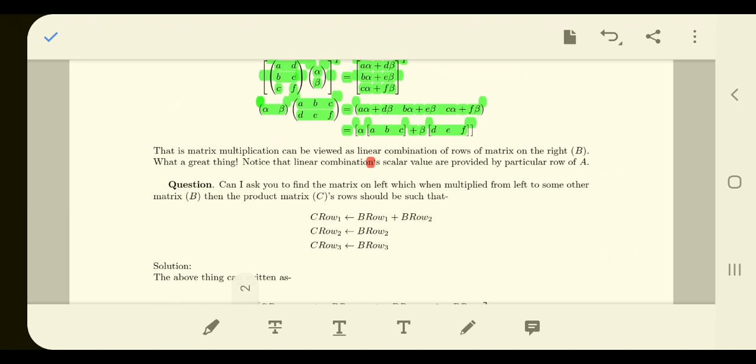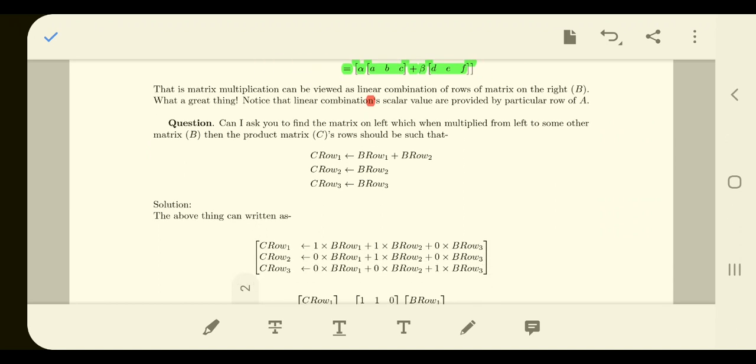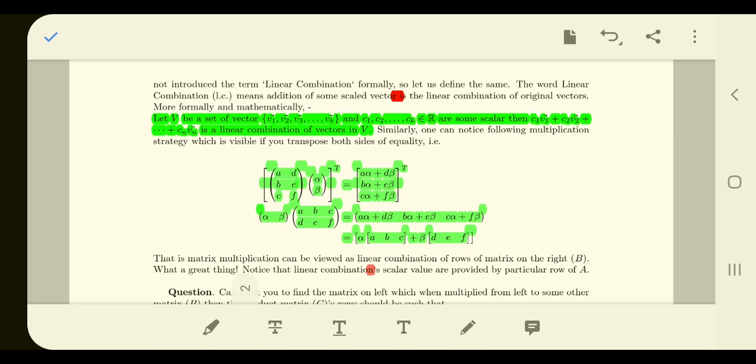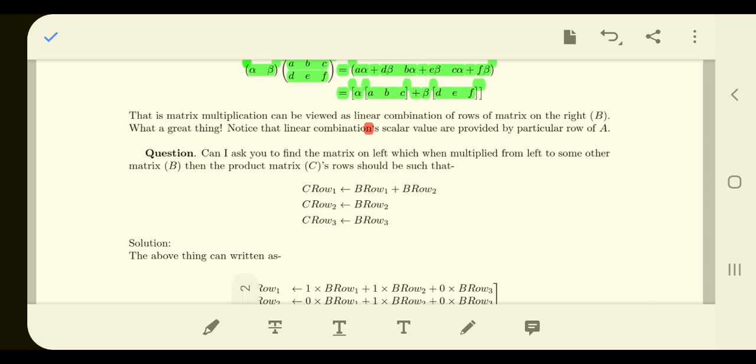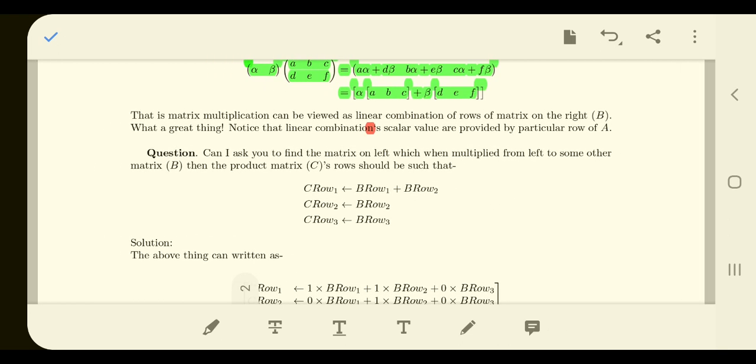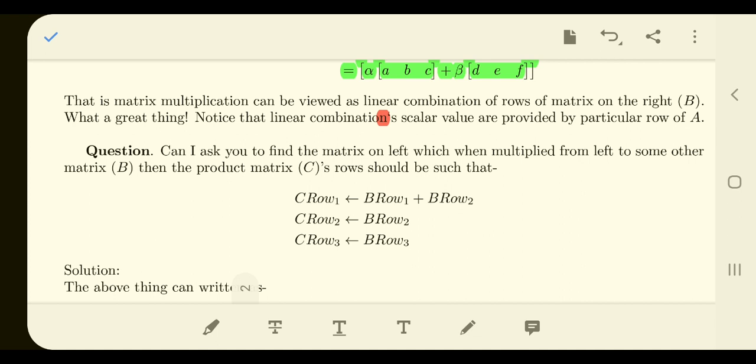Okay, so this is the crux of this video, and we will try to understand with some examples. So till now we have done only for one row and one column. So in the product matrix, either we have one column or we have one row. So let's try to have more rows. So let us see this question. Can I ask you to find out the matrix on the left?